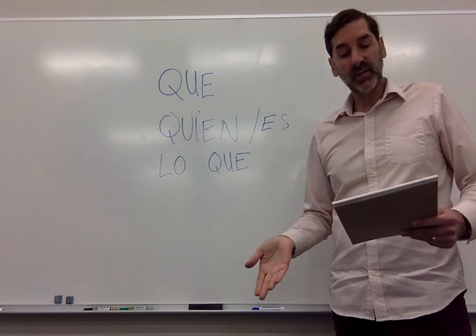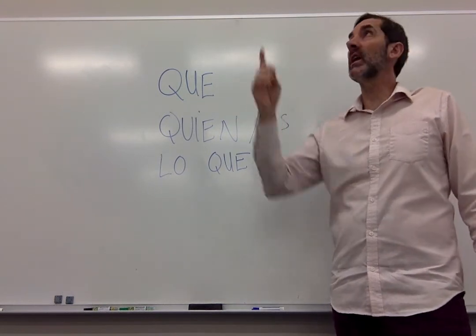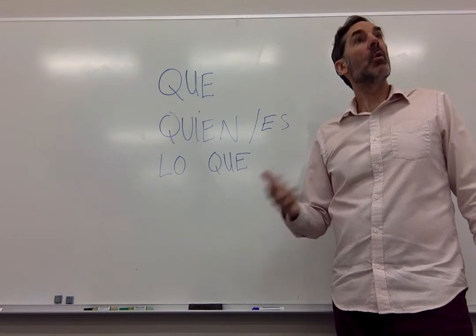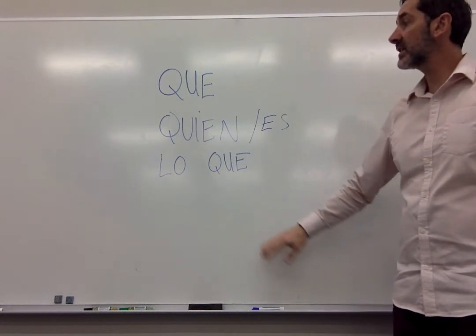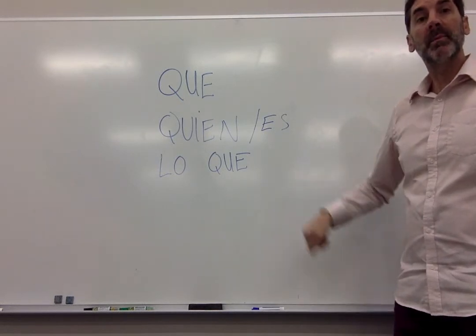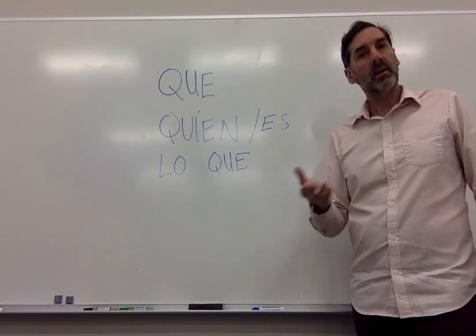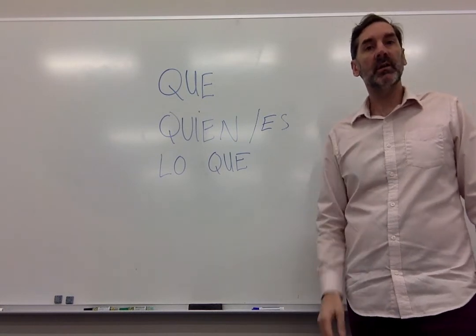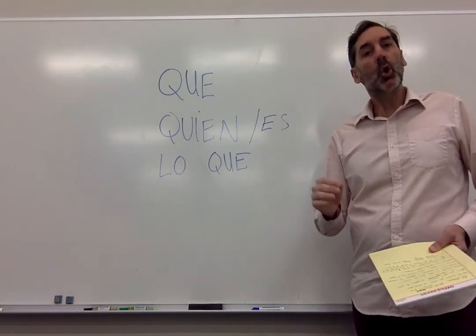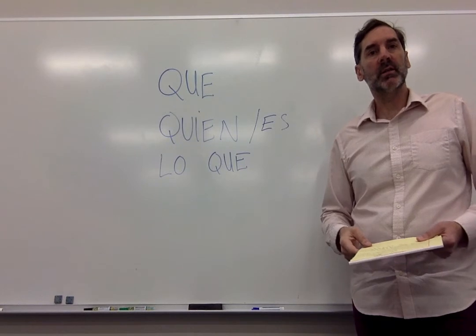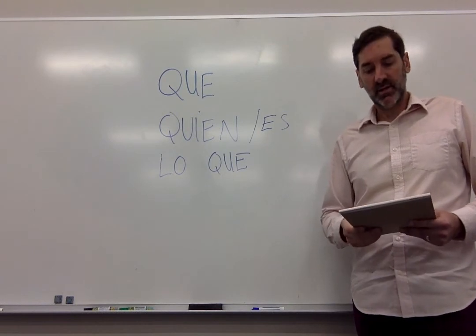So, for example, I could say something like, lo que más me gusta de esta clase son las luces. That which I like most about this classroom are the lights. Or I could say, lo que más me gusta de esta clase es el pizarrón. ¿Qué es lo que más te gusta de tu casa? ¿Qué es lo que menos te gusta de tu casa?